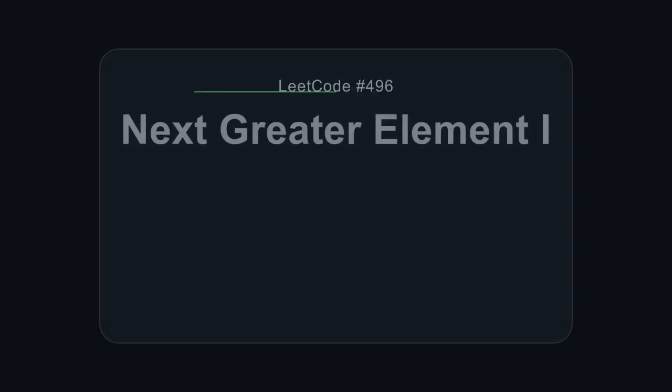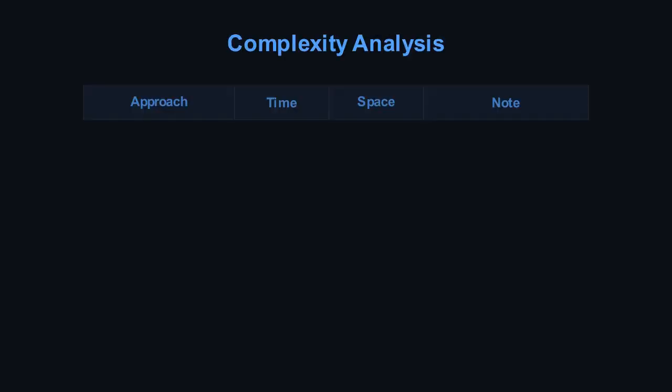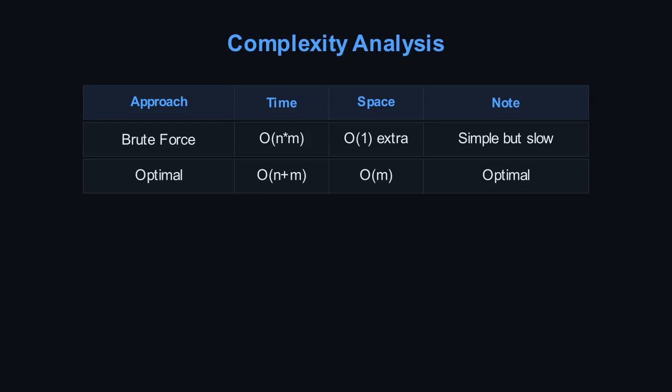You'll recognize this pattern when you need the next greater or next smaller element for each item in an array, especially when the queries are a subset of a larger array. Time complexity is n plus m, where n is the length of nums1 and m is the length of nums2. Space complexity is m for the stack and the HashMap.